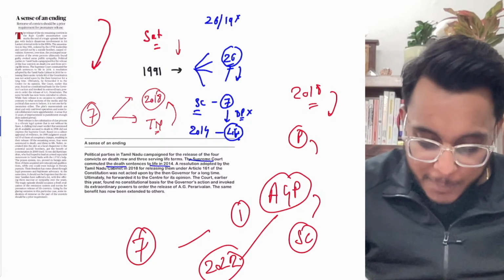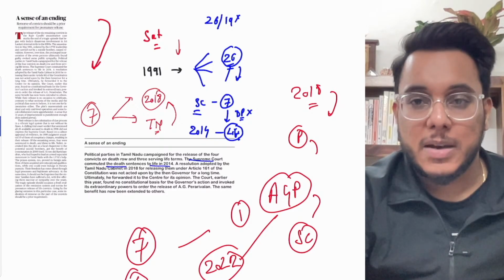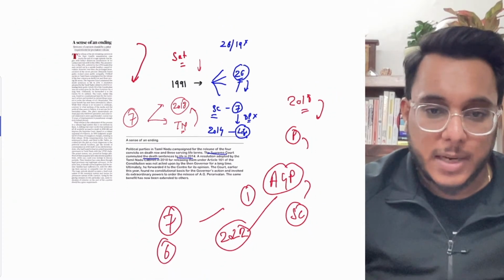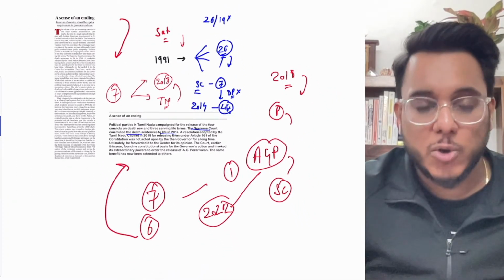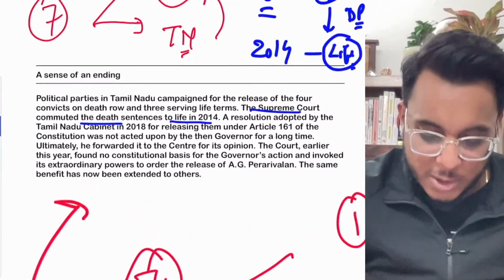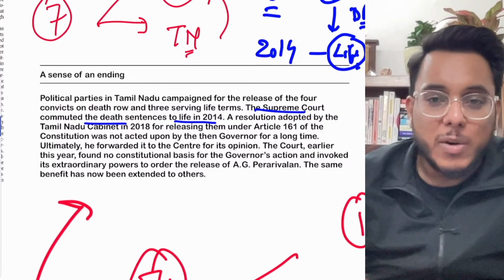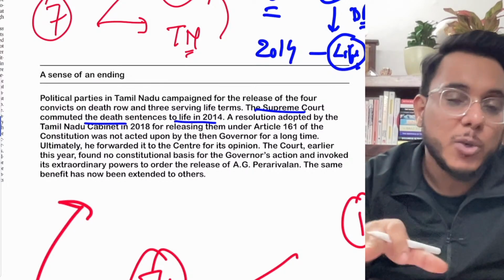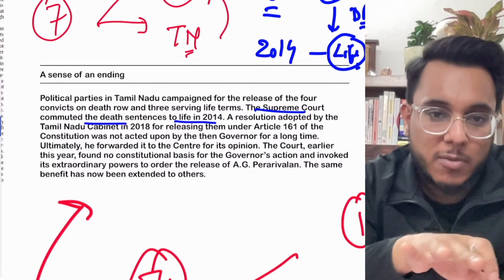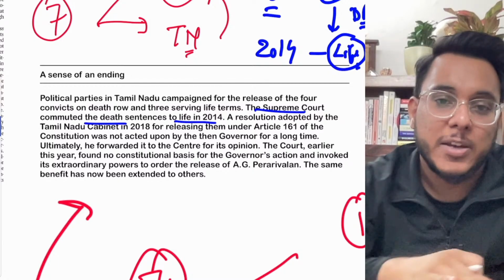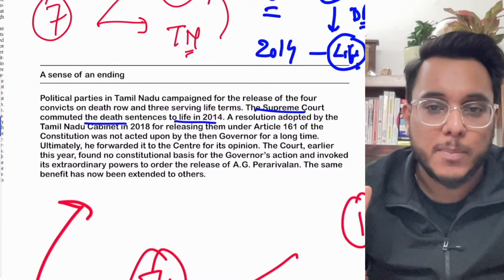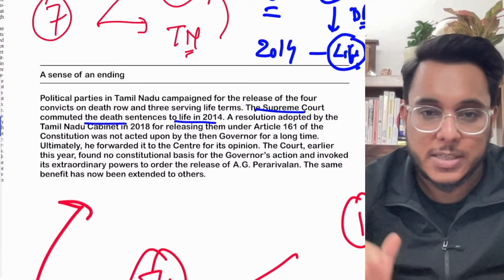Now, the remaining six people approached the Supreme Court that they should also be released, as AG Perarivalan has been released. The Supreme Court extended it to these people also, that as AG Perarivalan was released, they will also be released. So what has happened now is that all the people have been released. Is it clear or not?